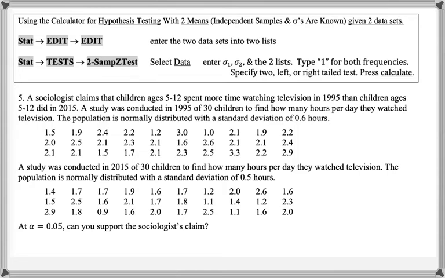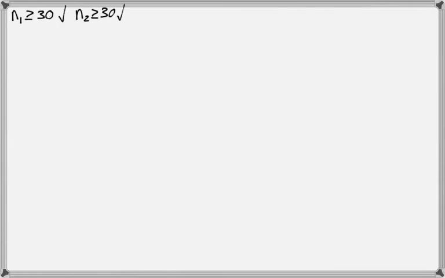A study was conducted in 2015 of 30 children to find how many hours per day they watched television. The population is normally distributed with a standard deviation of 0.5 hours. At alpha equal to 0.05, can you support the sociologist's claim? So both sample sizes are large enough.